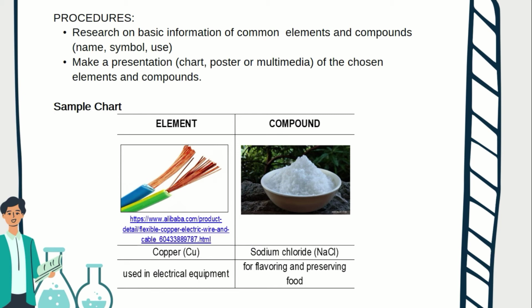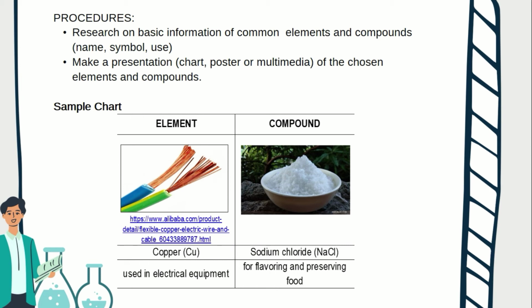So these are the sample output that you will create. For the sample chart, you will be needing 3 rows. The first row would be the illustration or the picture of the element and the compound. The second is the name of the element and the compound. And the third is the uses of the element and the compound.